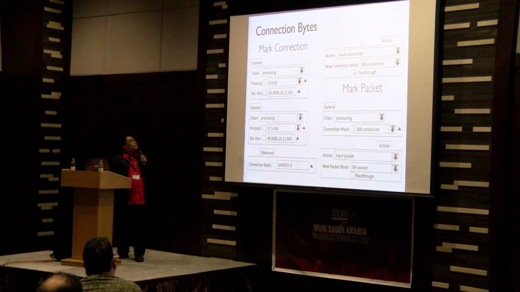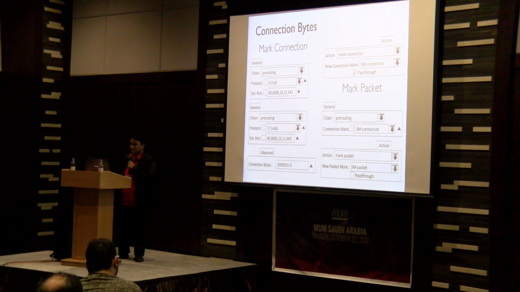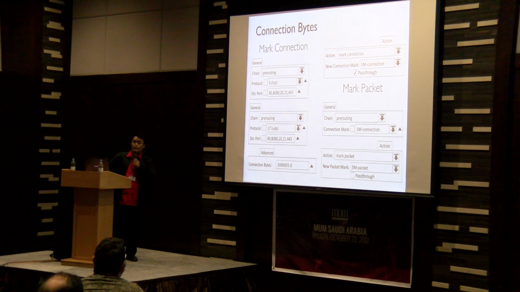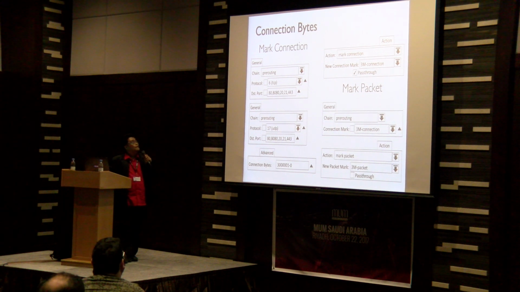The second would be the connection bytes. This is a very good feature of MikroTik, wherein we could mark the connection. Here we are marking 3 megabytes and above. I've marked this as a large file download. So anyone who's downloading a file of 3 megabytes and above would be marked as a large file download. Here you can see I've used again the mark connection with the pass-through enabled, and after that, mark packet without the pass-through. We'll go next to see the Mangle.